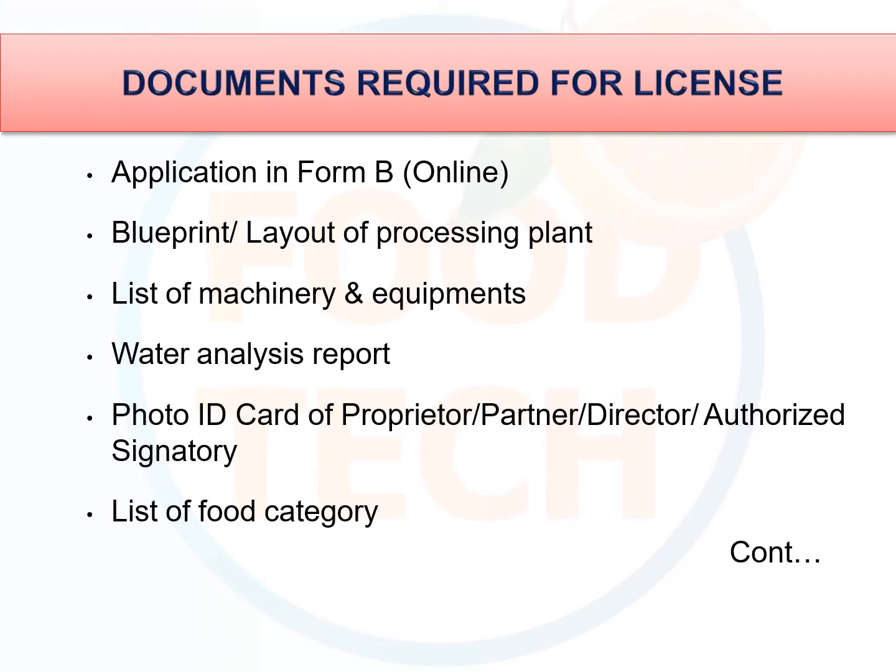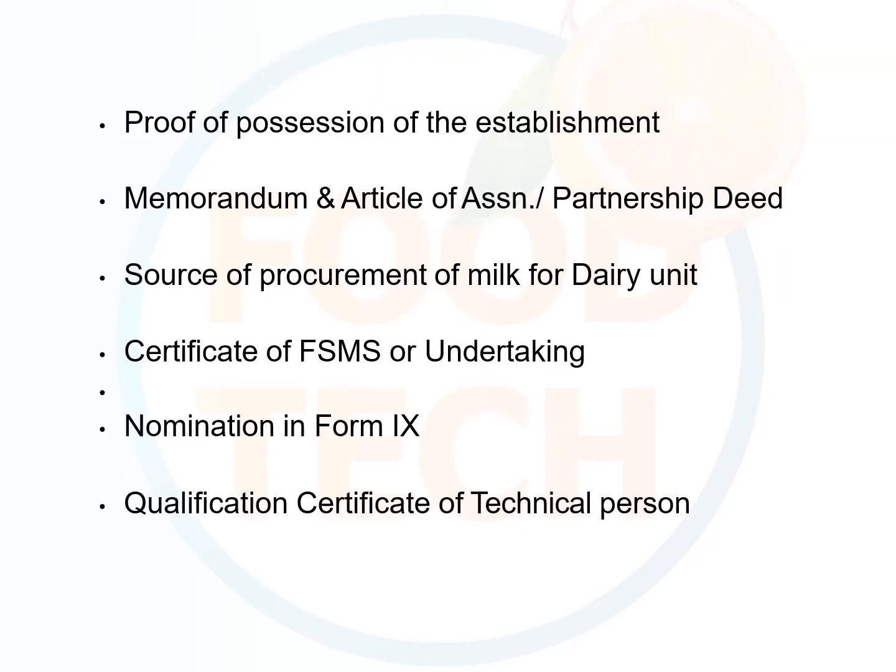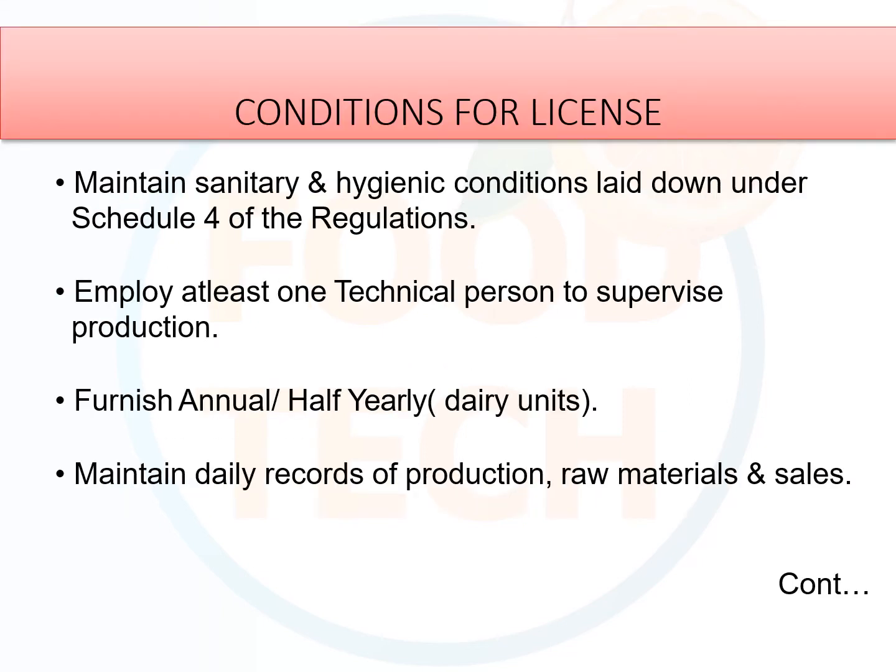And this is the list of documents: the application in Form B, which we get online, the layout of your processing plant, the machineries and equipment which you will be using, the water analysis report, other documents, and the food which you are going to process. Next are the nomination form and the certificate of SFMS or undertaking. You can read this. And licensing conditions, like which conditions should be followed.